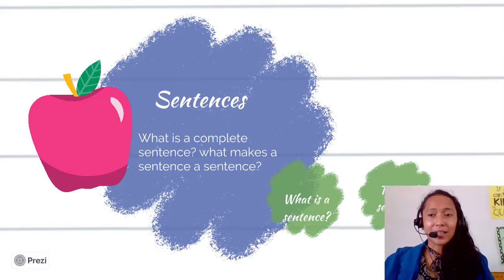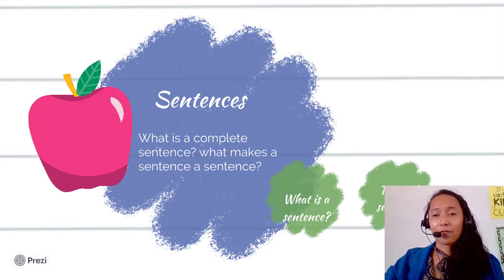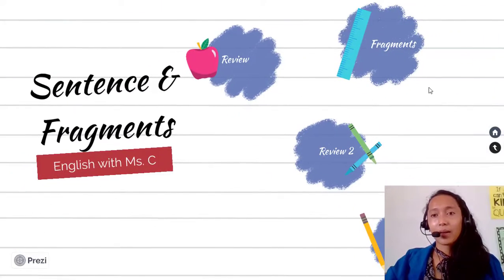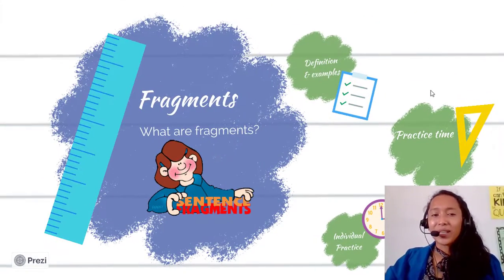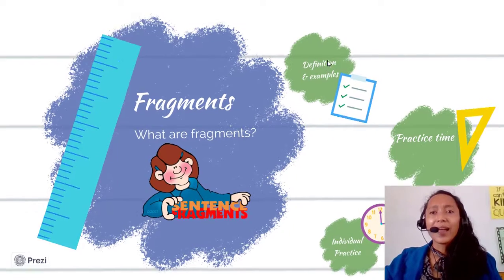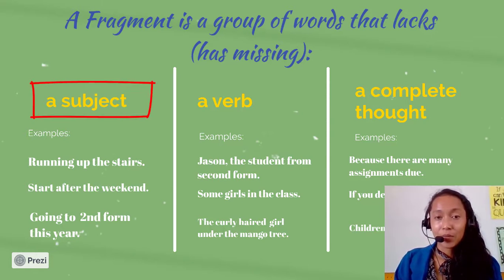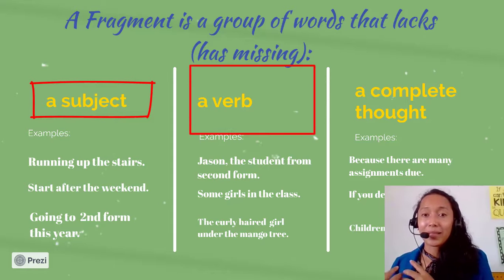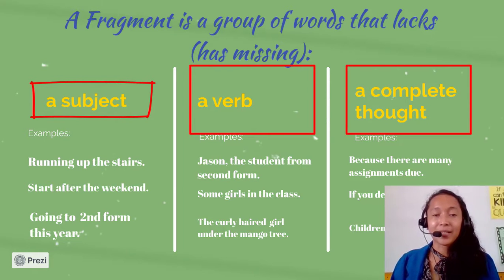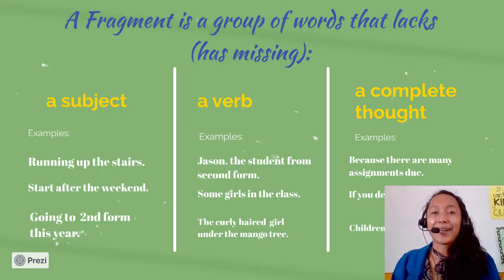Now, we want to take a look at what a fragment is. A fragment. What is a fragment? A fragment is a group of words that lacks, that doesn't have, that means it has a part missing. It either has the subject missing, or the verb, or the complete thought. And sometimes two things are missing, right? So a fragment is an error. It's a mistake that people do in their writing because we want to write complete sentences, right?